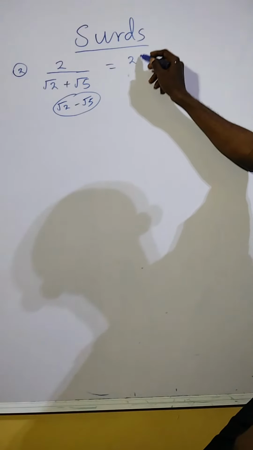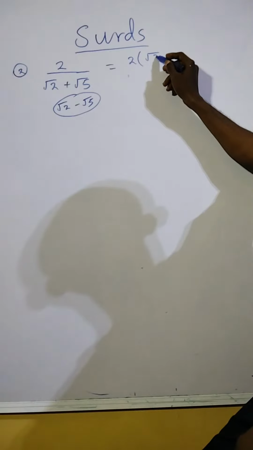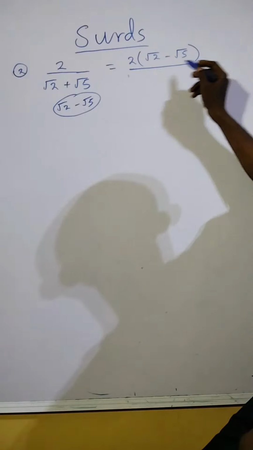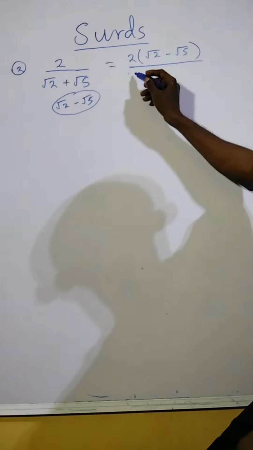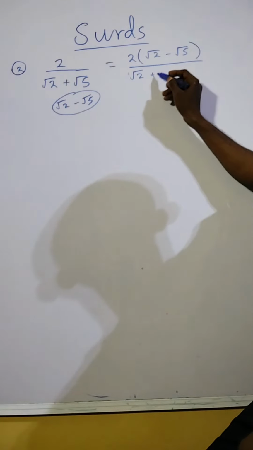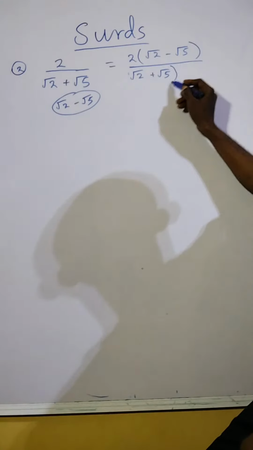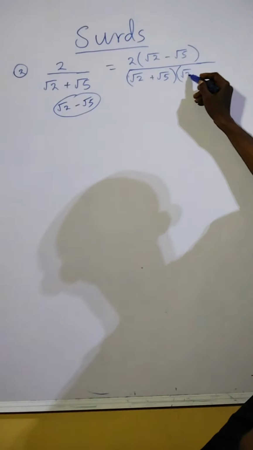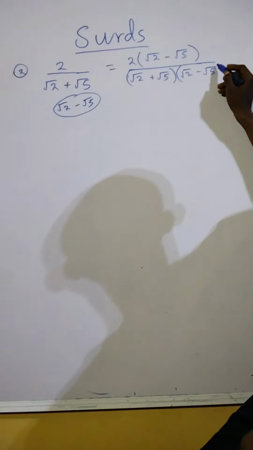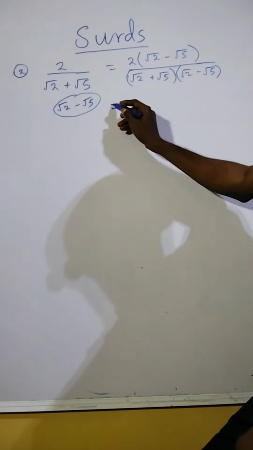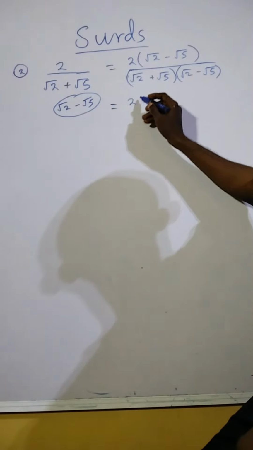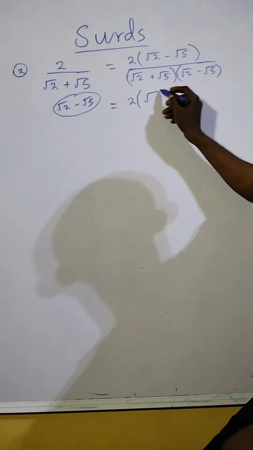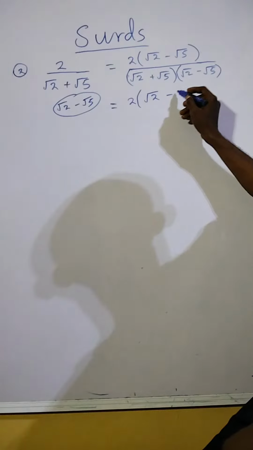That is, here we have 2 times root 2 minus root 5. Then divided by, also multiplying this by a conjugate, we have root 2 plus root 5 multiplied by also root 2 minus root 5. That is, this is the same thing as 2. We can decide to leave it as 2 into bracket root 2 minus root 5.